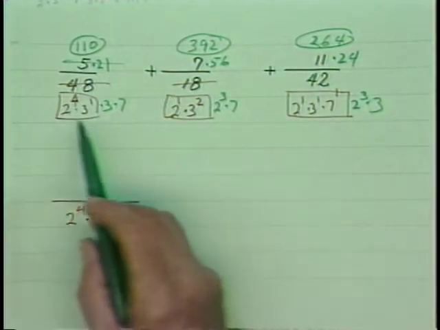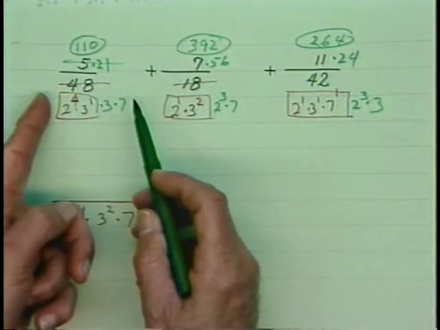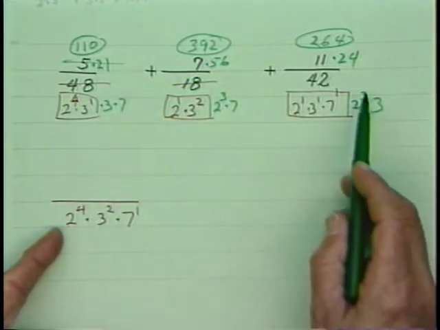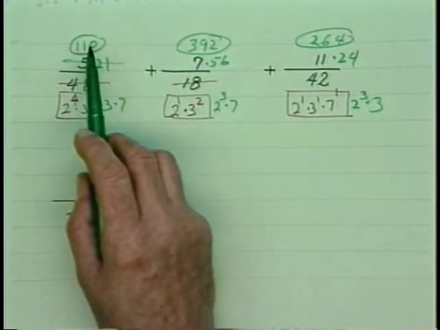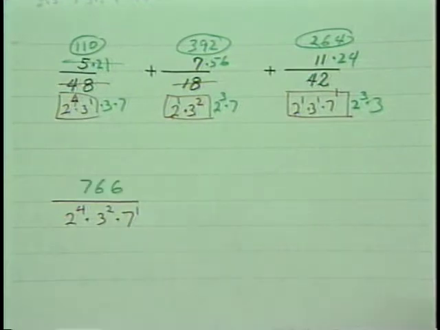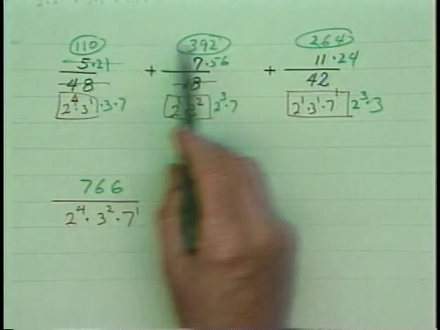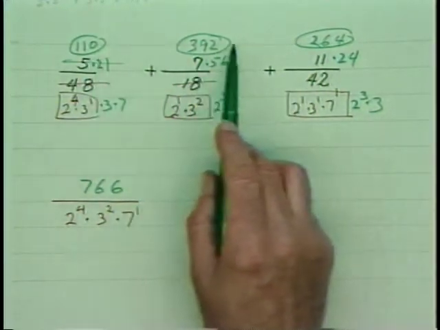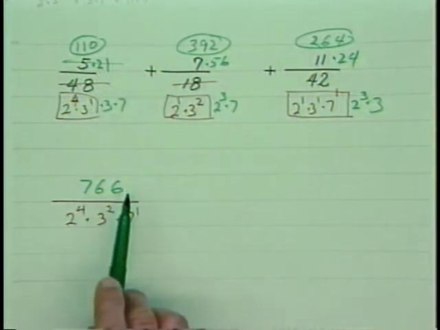Now that these are all alike, I don't even know what they are in place value name, but I do know that they're alike. I can actually look and count the factors and see that they're all alike. So now I simply add 110 to 392 to 264, and I get 766. Again, a bit of messy arithmetic, but the principle of what I am to do is simple. I am to add the tops. If it's messy, I still add the tops.